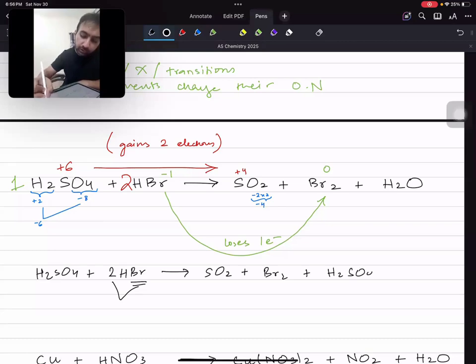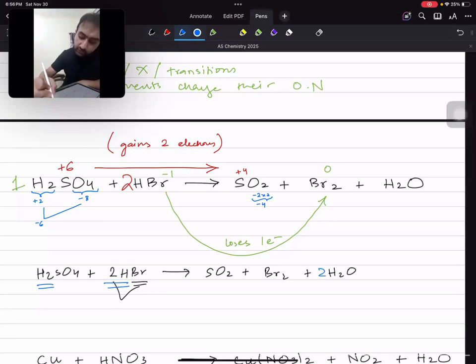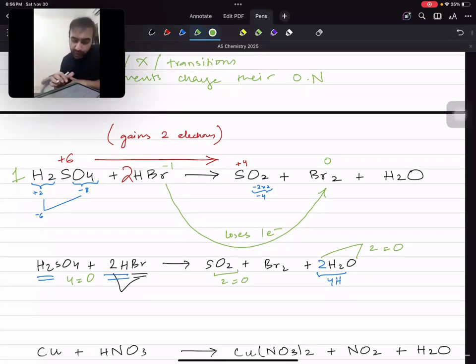and H2O. Let's count this. We have 2 hydrogens here, 2 hydrogens here. So we write a double over here, which means 4 hydrogen atoms. When I look at oxygen, we have 4 oxygen atoms here. We have 2 oxygens in SO2, and we have 2 oxygen atoms in water. So that is again 4. And even when I talk about bromine, it's balanced.